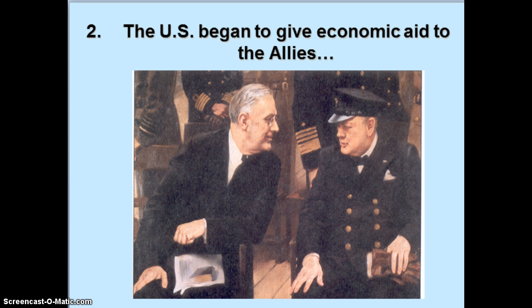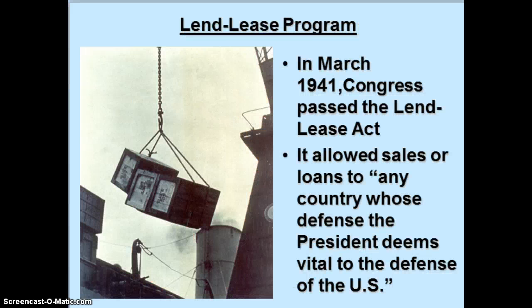So even though the U.S. is proclaiming this policy of isolationism, they begin to give economic aid to the Allies. They're not giving direct soldiers to fight, but they're giving economic help to the Allies, who are just coming out of the Great Depression as well, and can use as much help as they need. They call this program the Lend-Lease program.